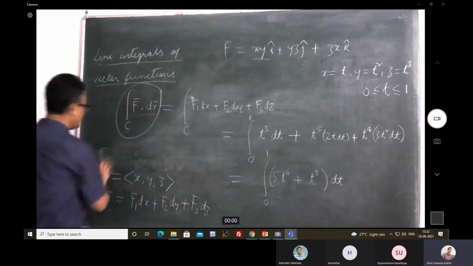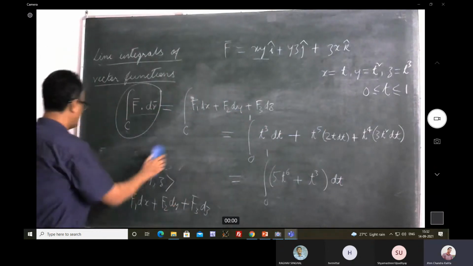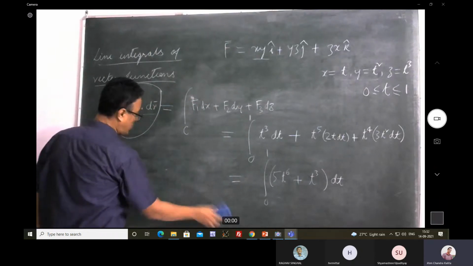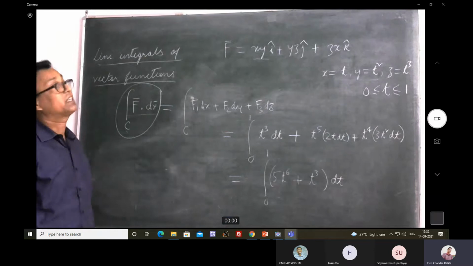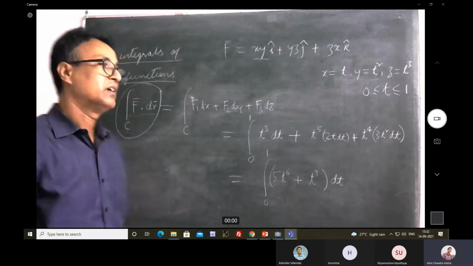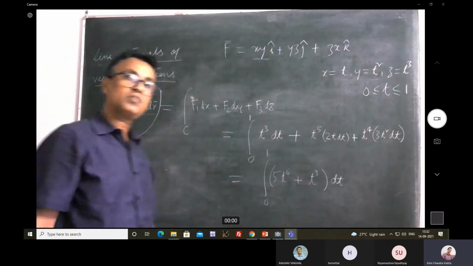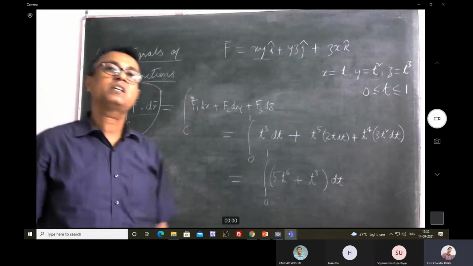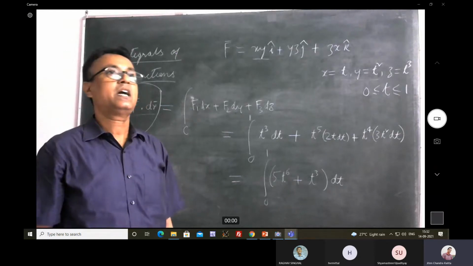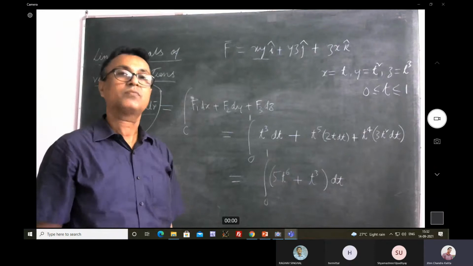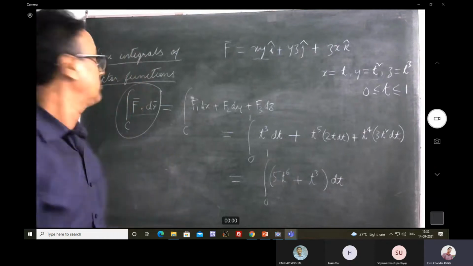Again, let me reiterate that what is important here is the parameterization part. Here C is explicitly given, so working this out was pretty straightforward. But sometimes C may not be given explicitly. You may be given an informal description of the curve C, and then you will have to find C yourself.